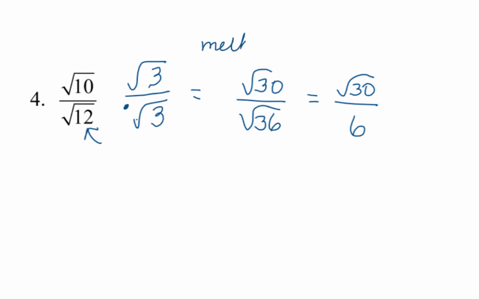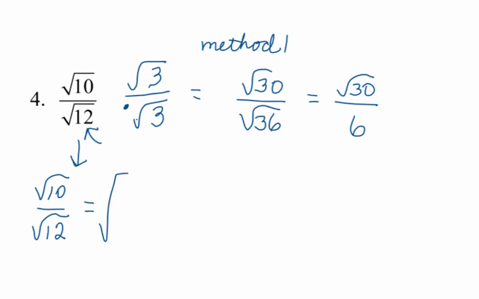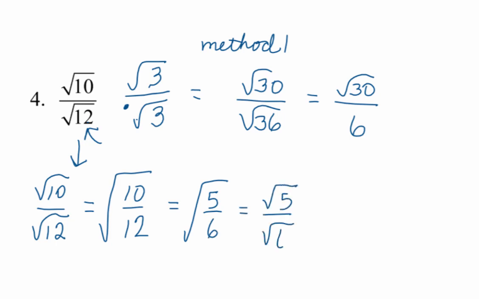Now, that's one way to do this problem. Method 1, right? But here's a different way. If you notice, when you have a fraction and the numerator and the denominator both have radicals, you are allowed to put one big radical and then reduce the fraction like this. So 10/12 reduces to 5/6, doesn't it? And so now I can go back and switch those out.